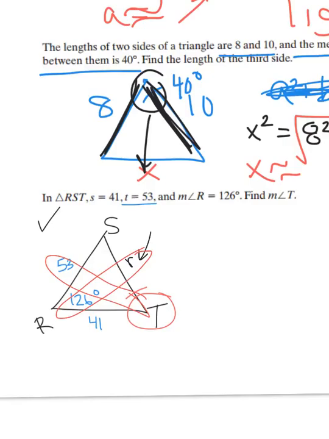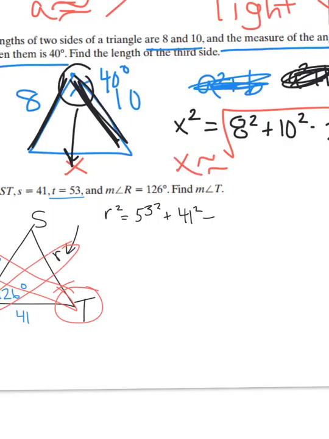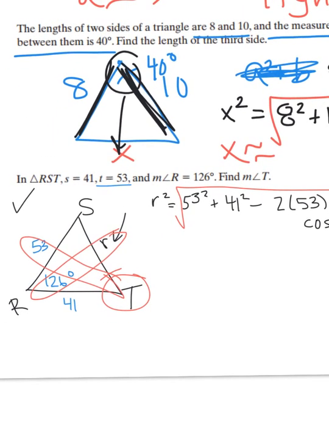So the first step is I'm going to do law of cosines. R squared, because that's the side that's opposite the angle I know, equals 53 squared plus 41 squared minus 2 times 53 times 41 times cosine 126. Remember, to solve for this, I have to take the square root of this number. So I'm going to hold that number, and this is what my R is going to be.